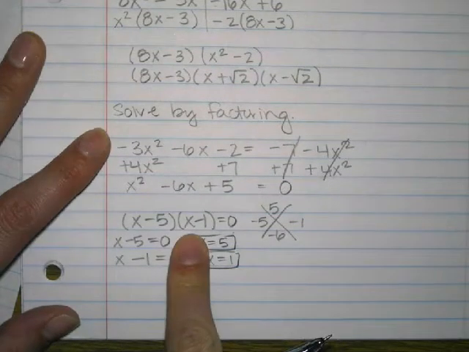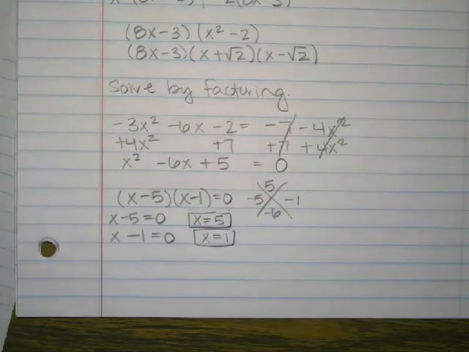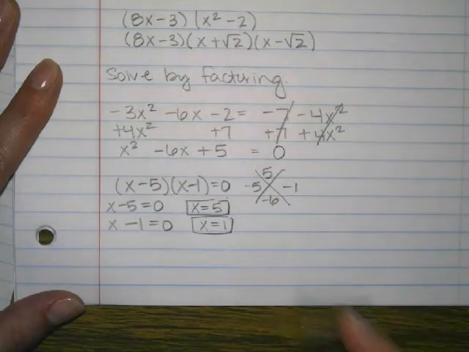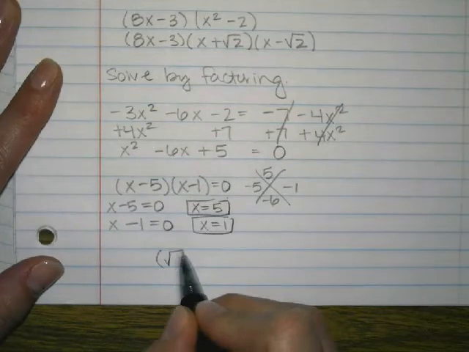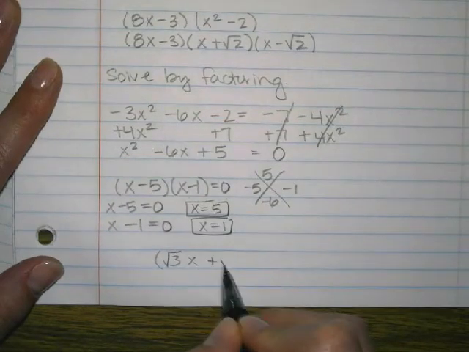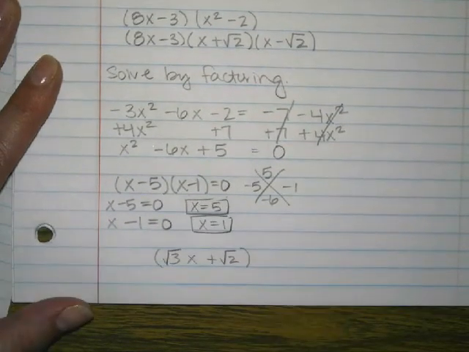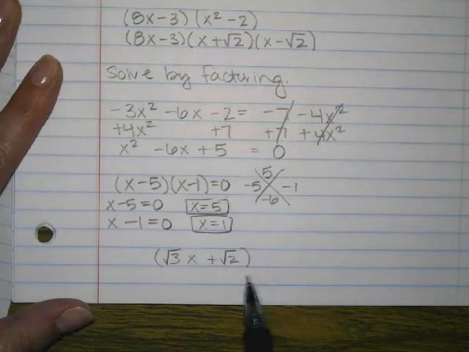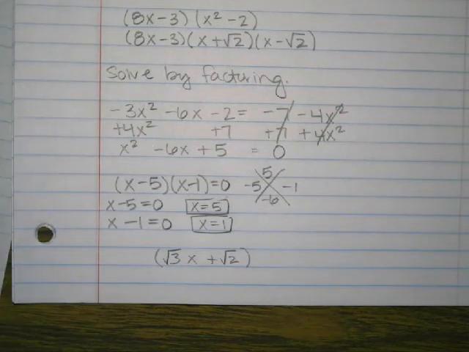So if you have factors that look a little bit more complicated than that, for instance, I know that as I've been working on answer keys in class, I might have something where I've got root 3x plus root 2 in a side of a factor. If you're unsure of how to get the answer for that, you can just take root 3x plus root 2 and set it equal to 0 and solve it. And that works anytime you have something in factored form.